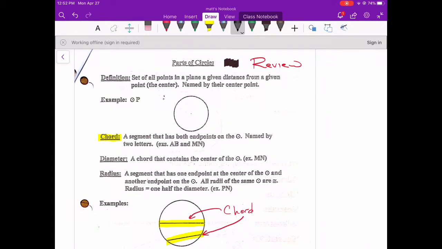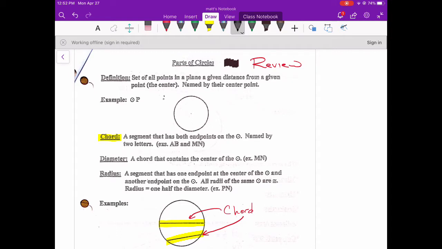All right, this is a video refreshing some parts of circles as well as introducing arcs of a circle and central angles. So just a couple of things, and feel free to pause your screen and write down some notes. You also might have been provided these by your teacher. Just a couple of things about circles, a quick refresher.